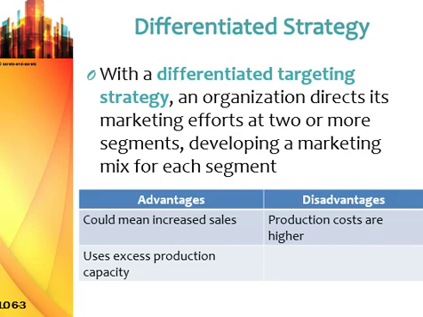Differentiated targeting strategy. An organization directs its marketing efforts at two or more segments, developing a marketing mix for each segment. Our GM in Uzbekistan mostly produces compact cars, but even in Uzbekistan, we can see that they offer more expensive cars for the well-to-do segment and basic compact subcompact cars for the mass market, for people with average income and low income.